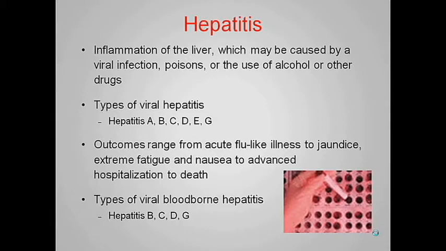Your outcomes range from acute flu-like illnesses, to jaundice, or the yellowing of the skin. That typically comes from the liver not being able to filter out certain processes of the body, so therefore it shows up through the skin by yellowing of the skin. It's typically a later sign dealing with hepatitis. Extreme fatigue, nausea, to advanced hospitalization and death. Bloodborne hepatitis is your B, C, D, and G.